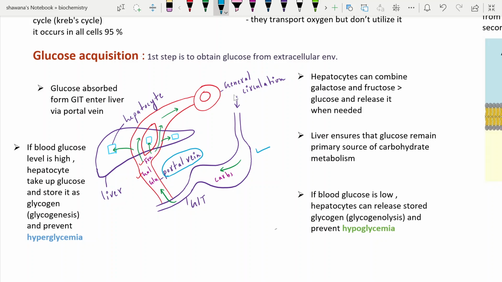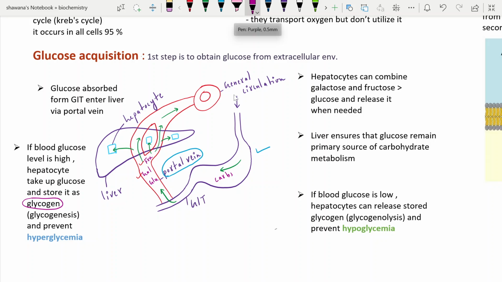It contains all of the carbohydrate monosaccharides, for example glucose, galactose, fructose, all of them, and it goes into the liver. And what are the functions of hepatocytes? Hepatocytes can store glucose in the form of glycogen. When the blood sugar level is high, in case of a carbohydrate-rich meal, our blood sugar level spikes, and in this condition, the liver hepatocytes store the glucose in the form of glycogen. It's a very important term you need to remember.